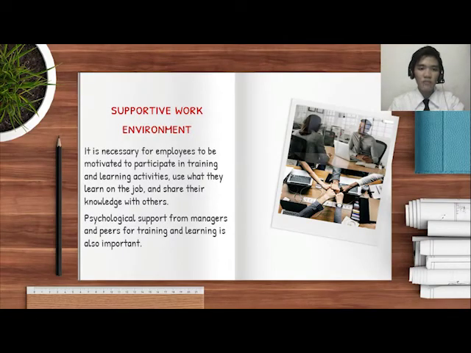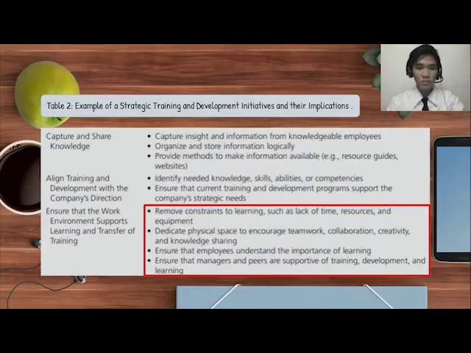Next, supportive work environment. It is necessary for employees to be motivated to participate in training and learning activities, use what they learn on the job, and share their knowledge with others. Psychological support from managers and peers for training and learning is also important. The implication for this is to remove constraints to learning such as lack of time, resources, and equipment, dedicate physical space to encourage teamwork, collaboration, creativity, and knowledge sharing, ensure that the employees understand the importance of learning, and lastly, ensure that the managers and peers are supportive of training, development, and learning.